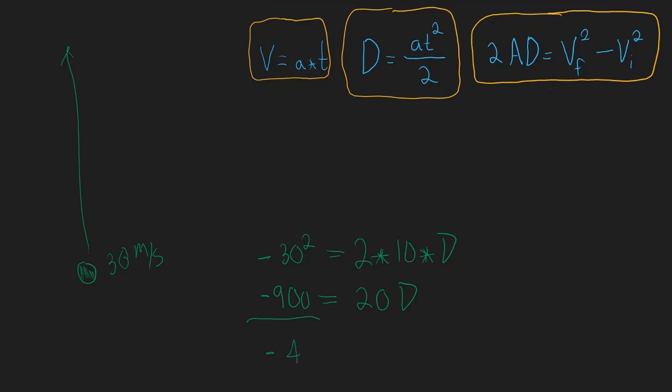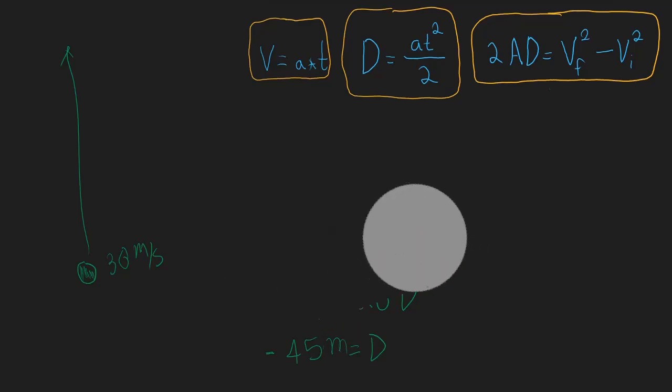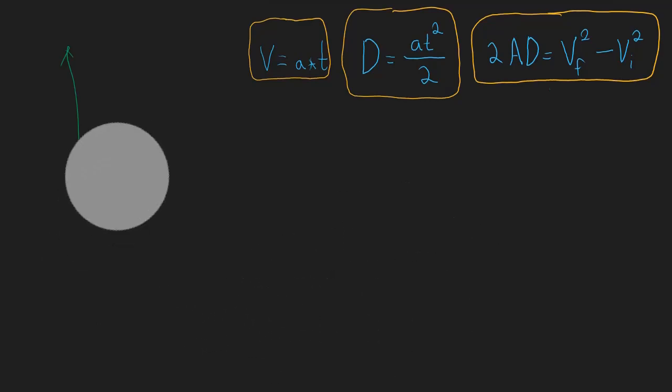Negative 450 equals distance, right? Or 45 is equal to distance, right? So 45 meters. So we went about 45 meters, right? Okay, good. So this is one of the things.